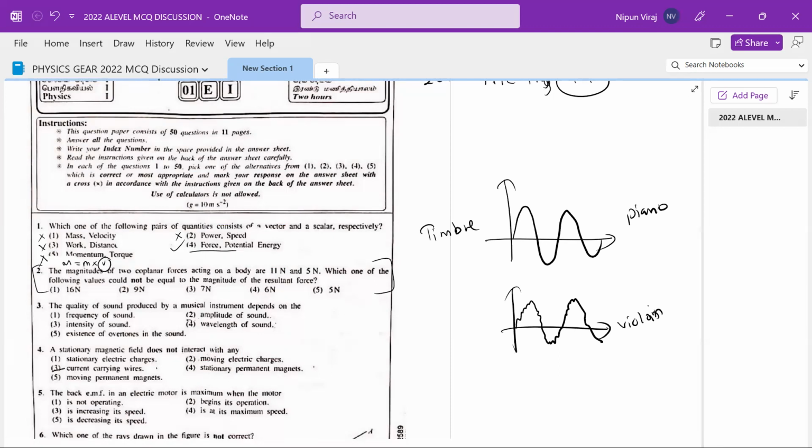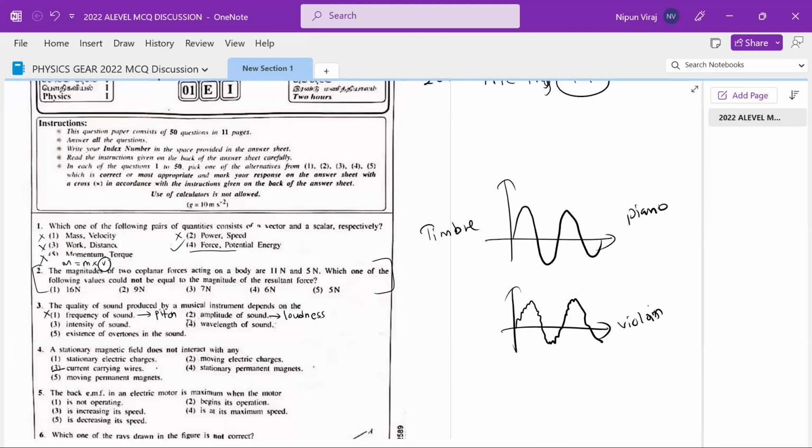So frequency of sound is wrong, because frequency of sound does not affect the quality; it affects the pitch. We know that, right? Frequency of sound affects the pitch. Amplitude of the sound affects the loudness, right? The thing is, it affects the loudness of sound.